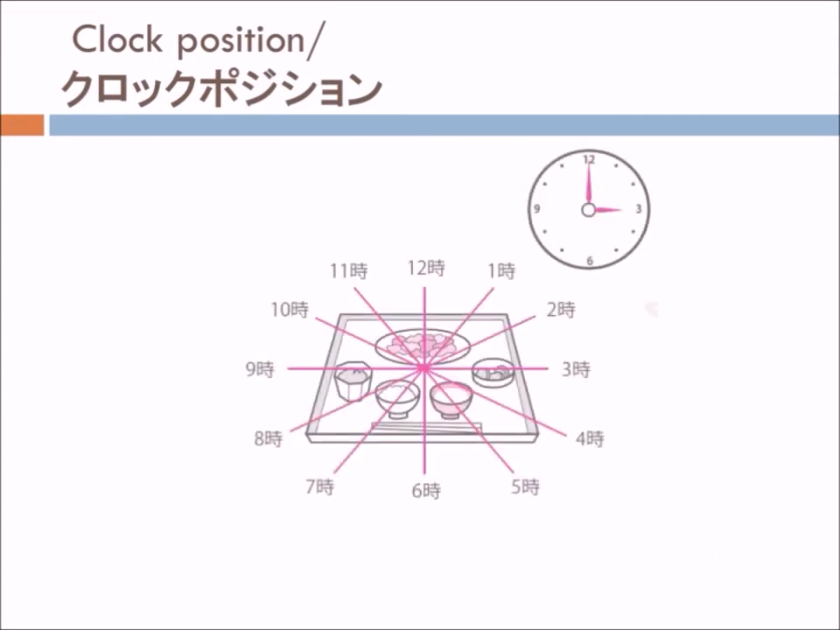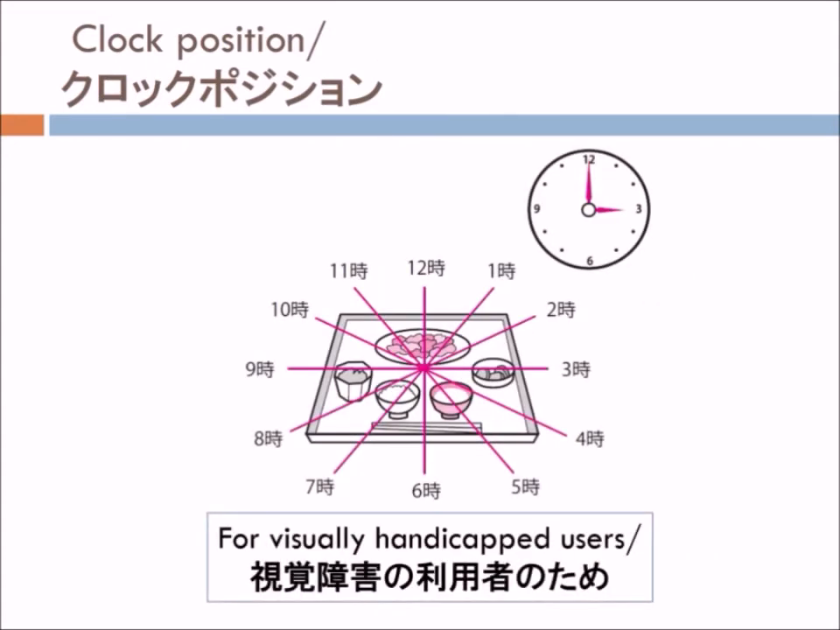Clock position. When the visually handicapped person is having a meal, and you need to tell him or her where a specific dish is located, you can explain its direction by mentioning the direction to which the hour hand of a clock is pointing at a certain time of the day. This method is called clock position. Like the chopsticks are at the 6 o'clock position.